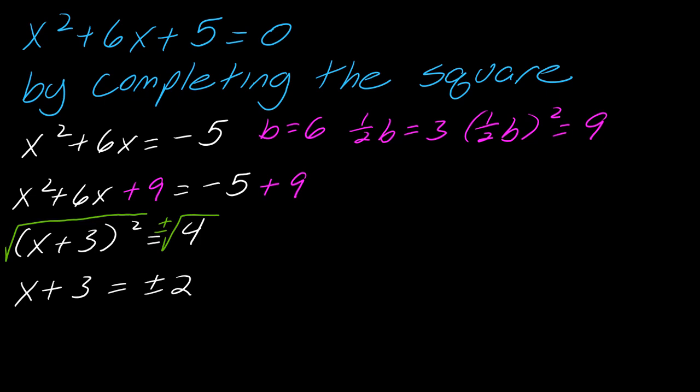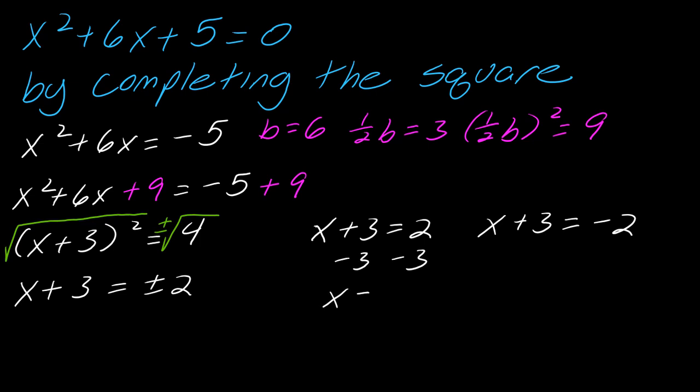And this will allow me to break this up into two cases then. I have the first case, which is x plus 3 equals +2, and I have the second case, which is x plus 3 equals -2. So now I solve this as usual. I can go ahead and subtract 3 from each side for this one, so this equals x equals -1.